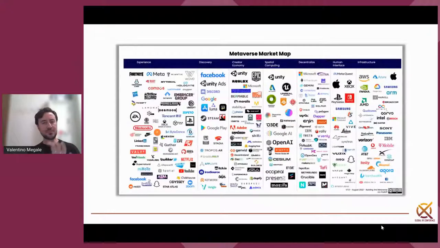Because if we look at the market cap of all the companies, all the realities that are working on the metaverse paradigm, Meta is only one point on a big map. Of course, Meta is playing a key role. They're investing a lot. If we are talking about the metaverse, it is first of all because of the marketing initiative that Facebook started in 2021. But there is something more beyond just the term metaverse, and we all understand that there is something more.